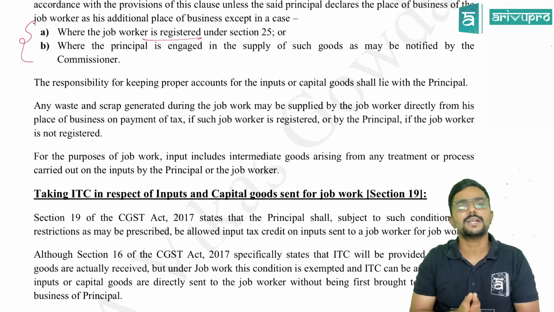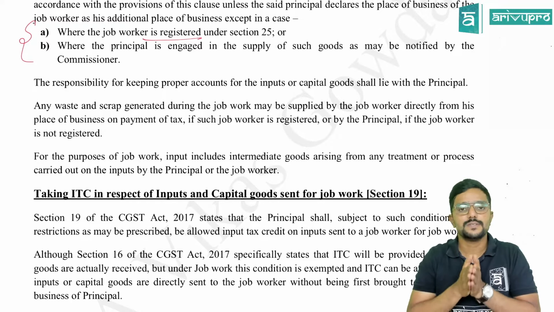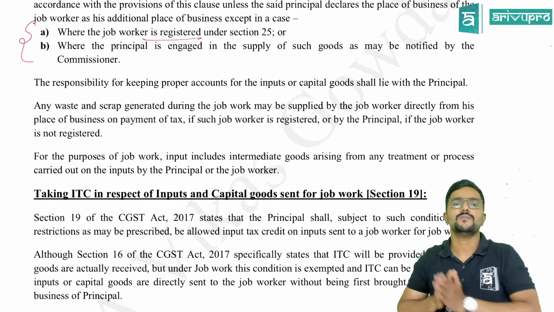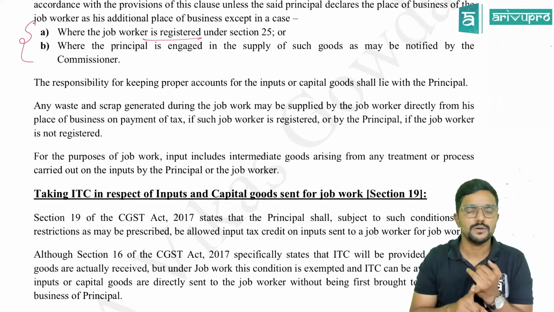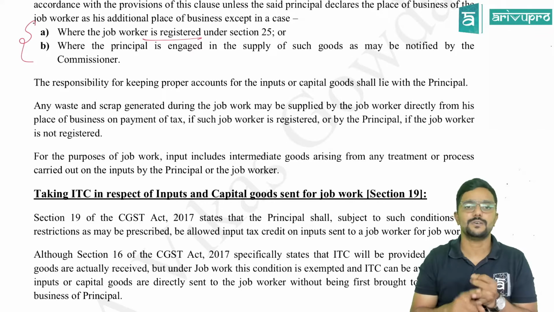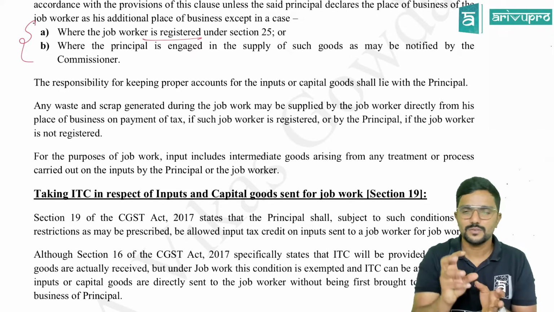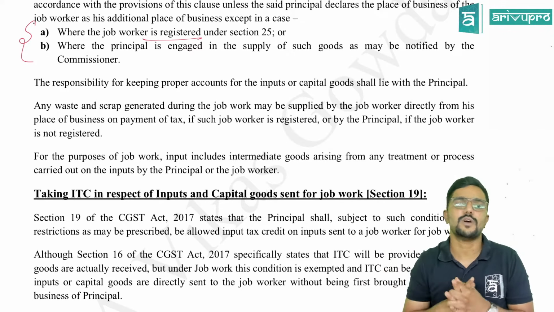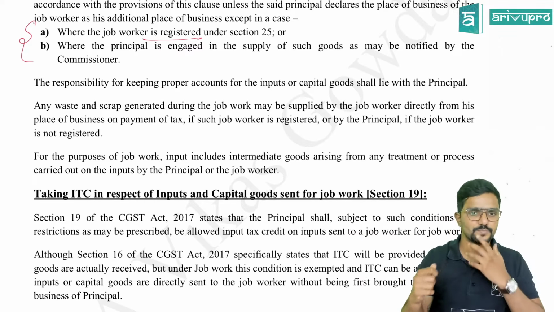So what they are trying to tell in this paragraph is, sir, whatever is sent to the job worker can be purely the input or it can be intermediate goods, which is already partly produced. So the remaining work will be done by the job worker, something like that.